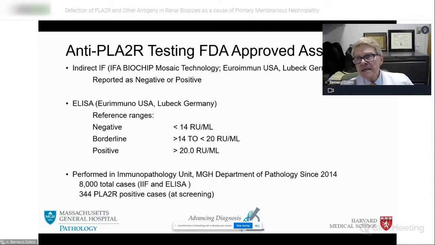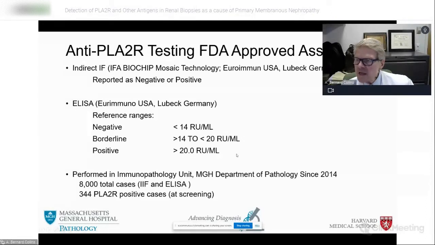The PLA2R assay by Euroimmune, as you know, is an FDA-approved test. And it consists, as I've mentioned, of the indirect immunofluorescence, which is reported as either positive or negative, and the ELISA. And the reference ranges for the ELISA: less than 14 relative units per ml is negative. Borderline is greater than 14 and less than 20 relative units per ml. And positive is greater than 20.